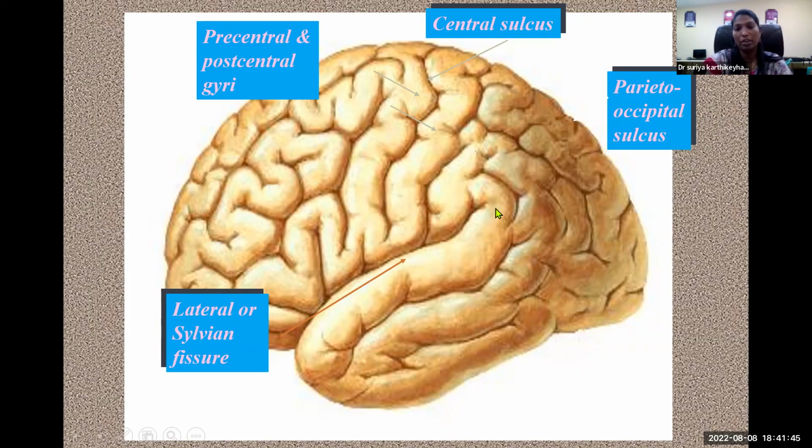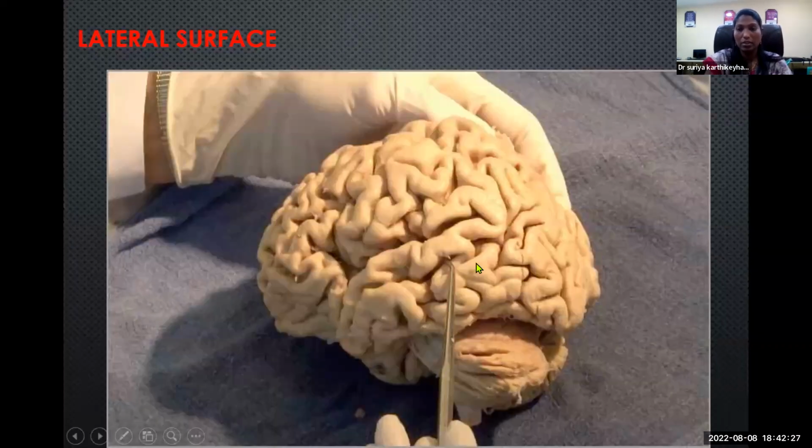Okay. Coming to another important sulcus, that is the lateral sulcus. Laterally, one sulcus extends like here, that is called the lateral or Sylvian fissure, which is going to divide the frontal lobe from the what lobe? Temporal lobe. Okay. What I told you, the central sulcus divides the frontal lobe and the parietal lobe, whereas the Sylvian fissure divides the frontal lobe from the temporal lobe. And then we have the occipital lobe posteriorly. It is divided by the parieto-occipital sulcus, which divides the parietal lobe from the occipital lobe. Okay. This is about the lateral surface. This is the lateral fissure extending here.